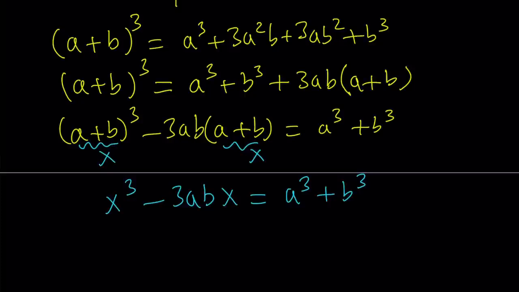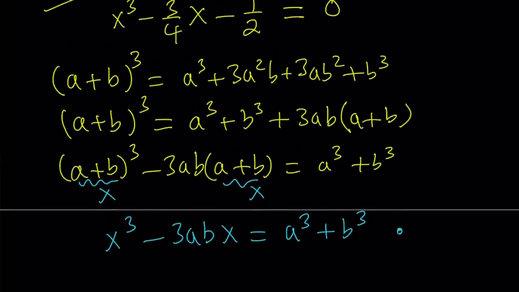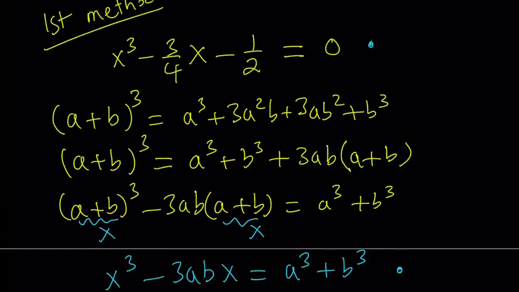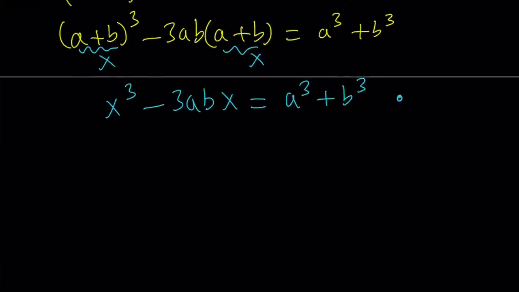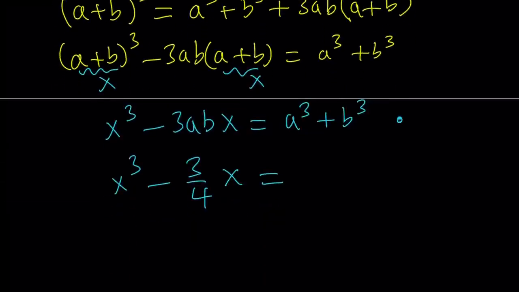So now if you compare this equation to this one, you'll notice that the coefficient of x here is negative 3ab, and the coefficient of x here is negative 3/4. And the constant term is on the right-hand side, so we're going to add 1/2 to both sides of this equation, and we're going to get x cubed minus 3/4 x equals 1/2 on the right-hand side. Awesome.